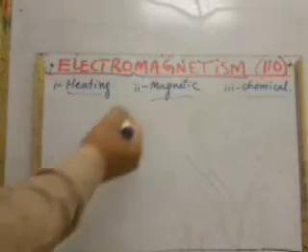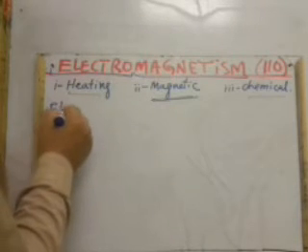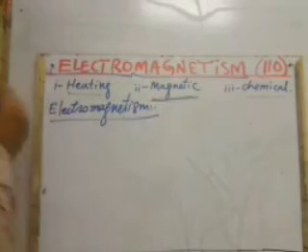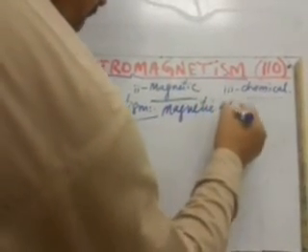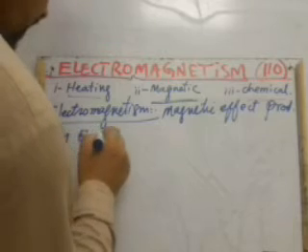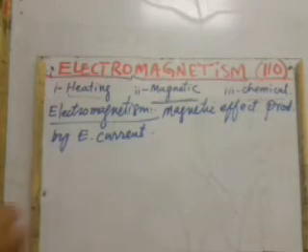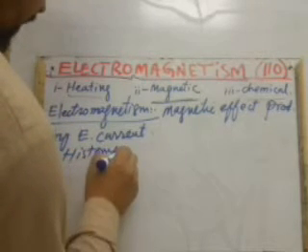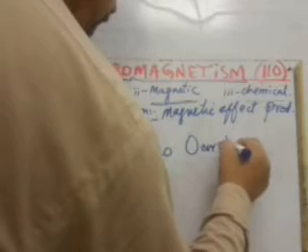Today the topic is electromagnetism, the relation of electric current and magnetic effect. So we can define electromagnetism as the magnetic effect produced by electric current is called electromagnetism. It was for the first time discovered by Oersted in 1820.